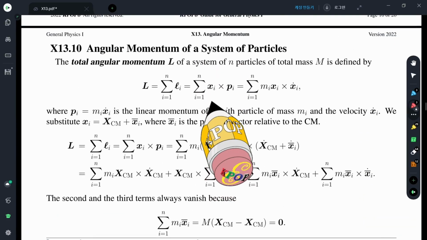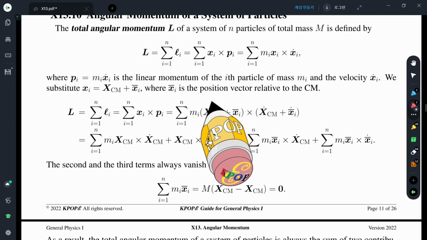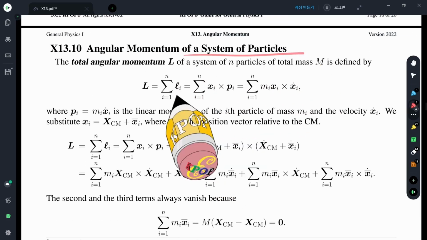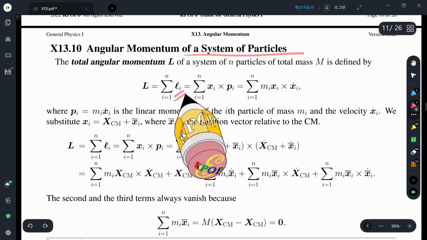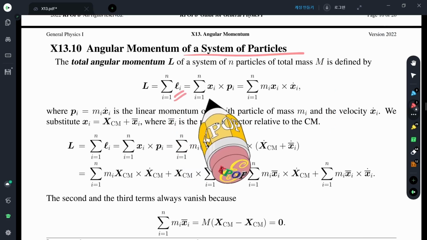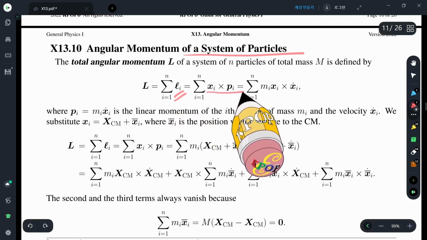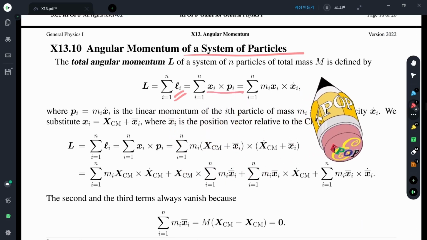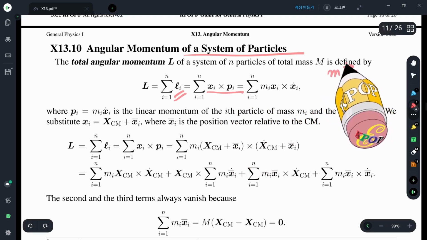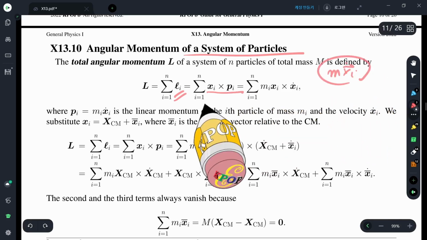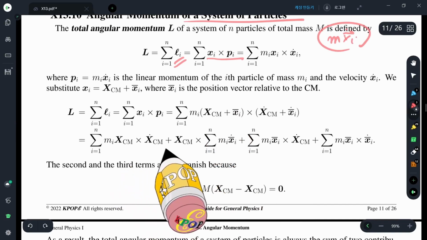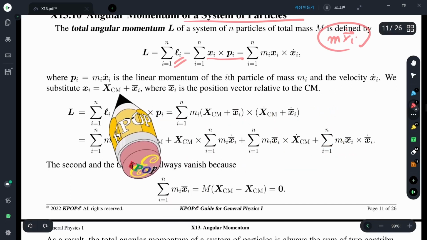Let us extend this result to a system of particles. We have n particles, and each particle has its own angular momentum, and every angular momentum is expressed as x_i cross p_i, and p_i is m x_i dot. So I replace it. We express it in terms of the information for the center of mass.